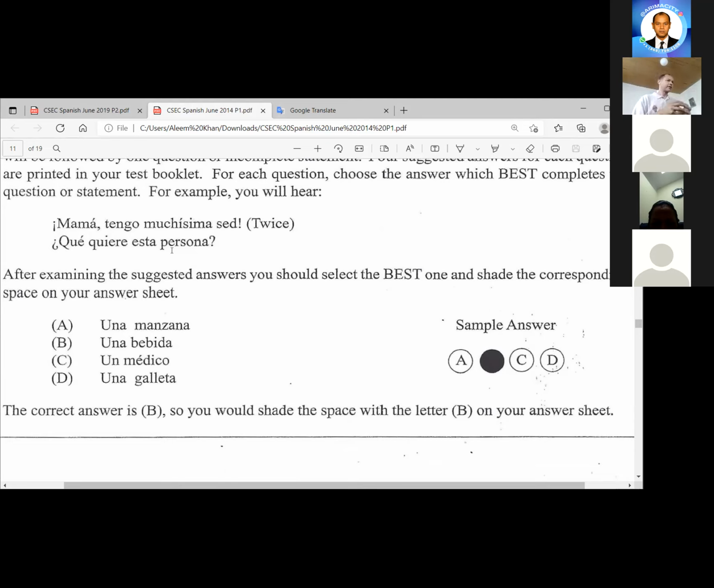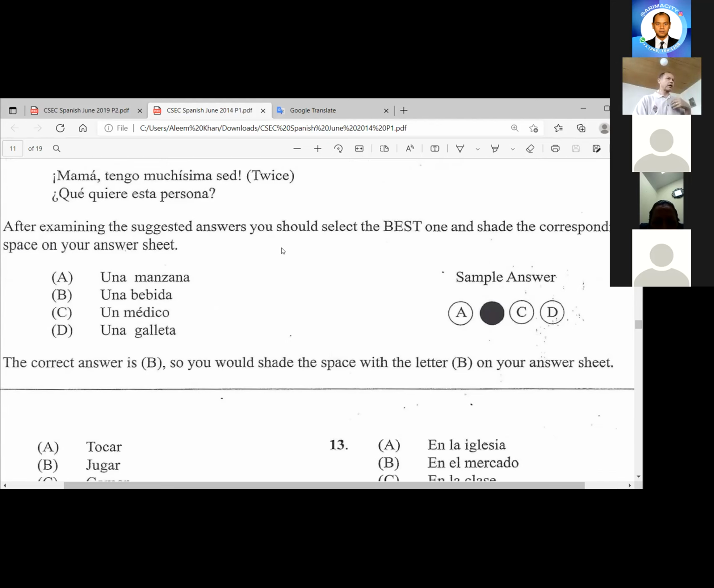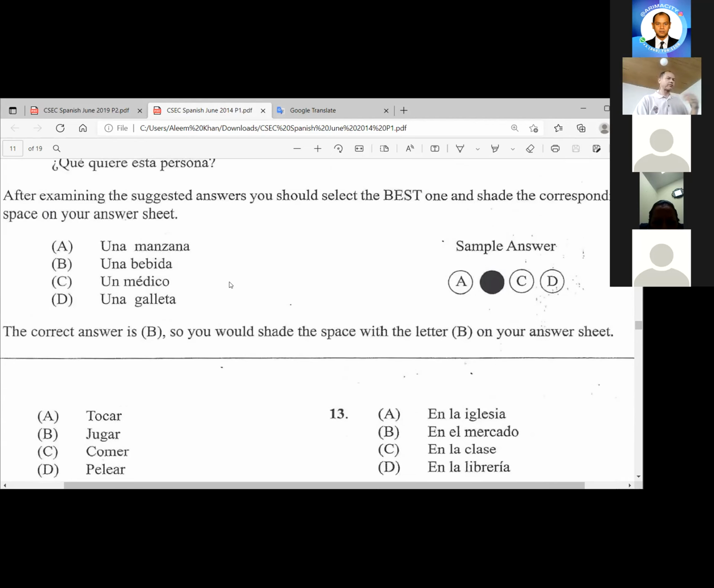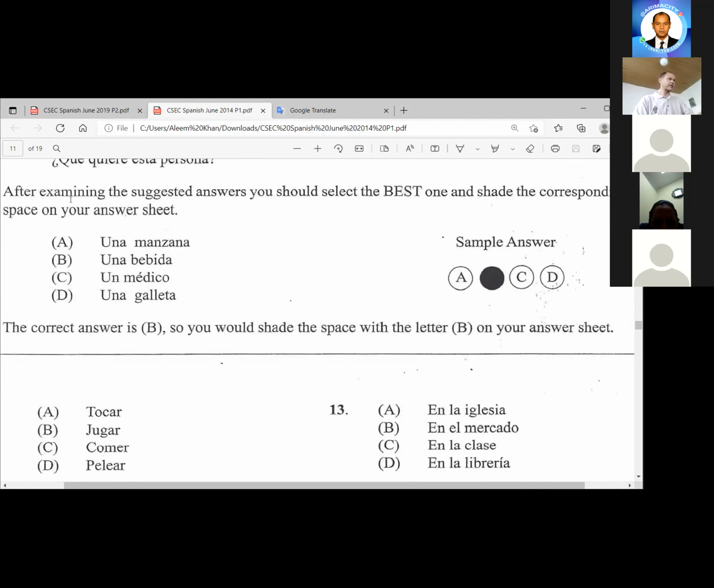Mamá, tengo muchísima sed. And you will hear that twice. Y vas a escuchar esa oración dos veces. Okay, twice quiere decir dos veces. Okay, mamá, tengo muchísima sed. Mamá, tengo muchísima sed. ¿Qué quiere esta persona? Okay, and then you will shade, sombrar, la letra correcta.